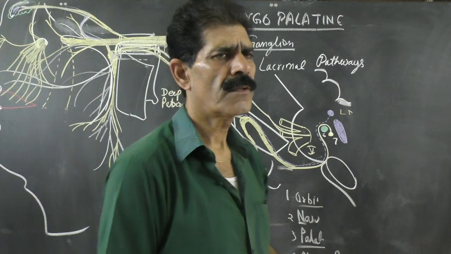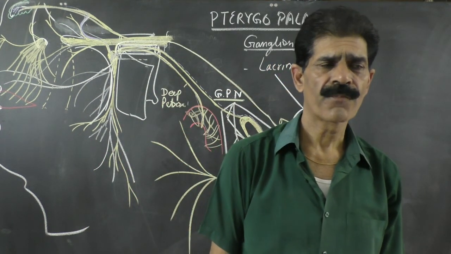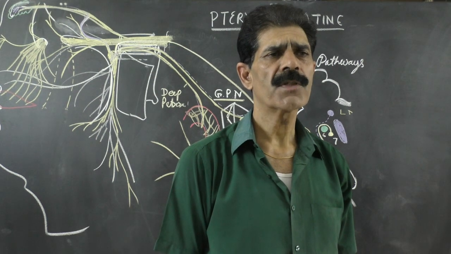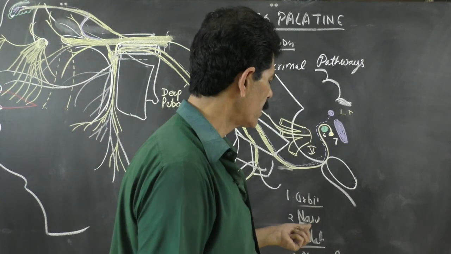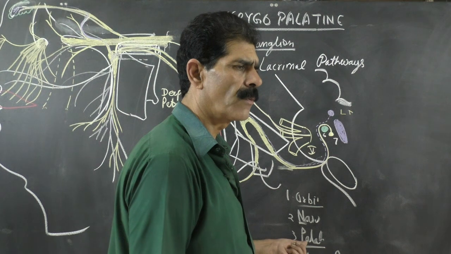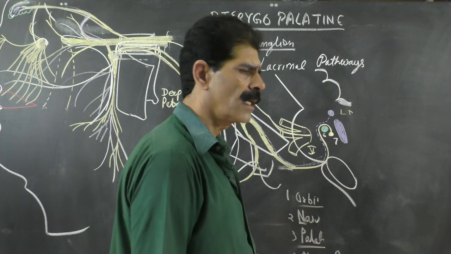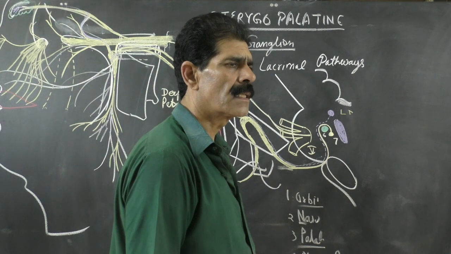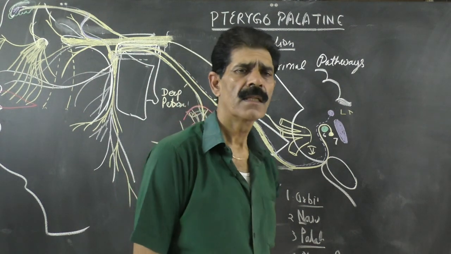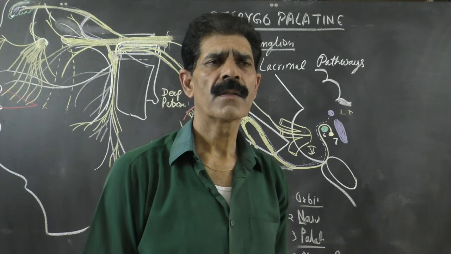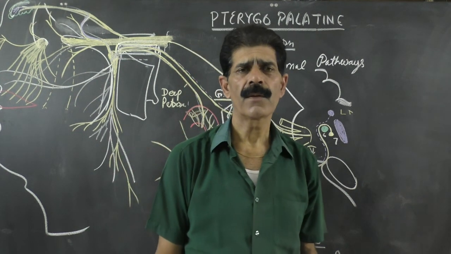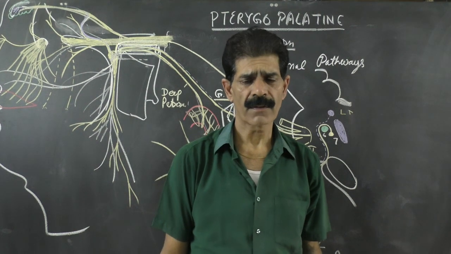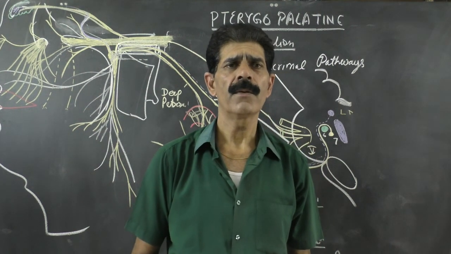So this ganglion is very much involved in hay fever. Hay fever involves the rhinitis and all the mucous membrane of the orbit, nasal cavity, the mucosa of the hard and soft palate, and the mucosa of the pharynx. They are involved because of the connection of these areas with the sensory branches of the pterygopalatine ganglion. That's why it is called the ganglion of hay fever. So that's all about the pterygopalatine ganglion.